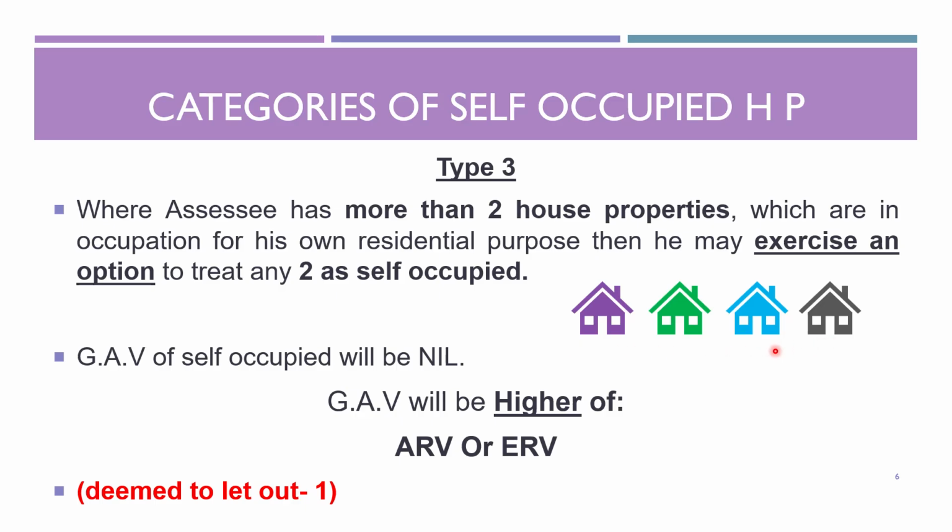He has not let out anything, but he can claim the self-occupancy benefit for only 2 of the houses out of this 4. So GAV will be ARV or ERV, whichever be the higher value. But actually this ARV will not be there because it has not been rented out. So GAV will always be this ERV. So this is deemed let out, the first one. There are three types of deemed let out which we will discuss right now.